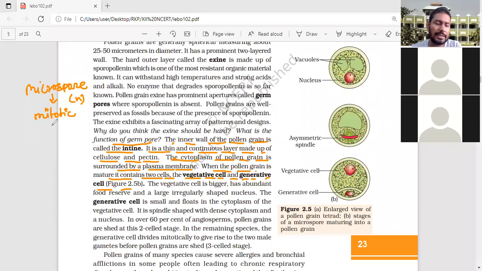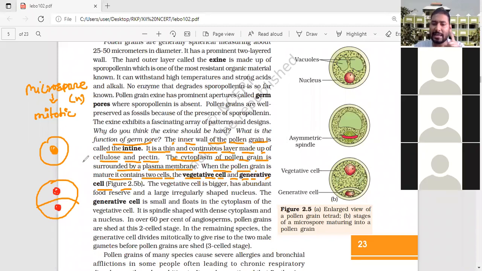Suppose this is the microspore. When it enters into the mitotic division, the nucleus is going to divide and form two different cells, one here and one here. They have two different cells, but the cytoplasm will be the same. It is not going to differentiate. They have the same cytoplasm, but two different types of cells.